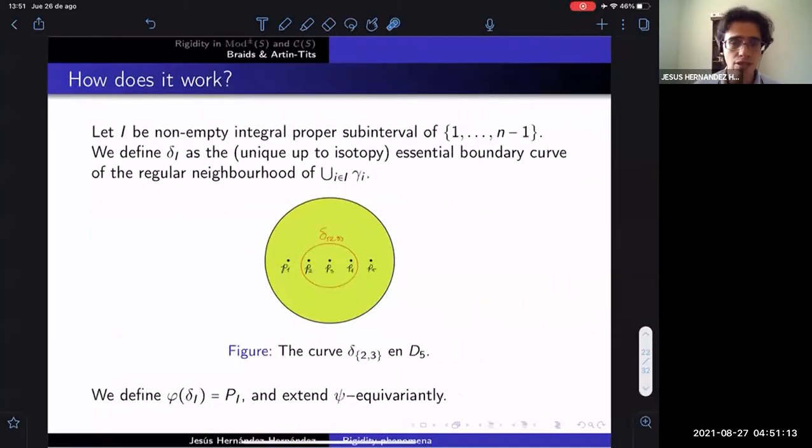And for the psi-equivariant isomorphism between the curve graph and the parabolic subgroup graph, well, you take an interval, then you define this curve as just saying, okay, take all the curves that correspond to the interval, and then just take the essential boundary, the unique essential boundary. It turns out that you can define this, and non-trivial, the result is that this can be extended psi-equivariantly, and you are going to obtain an isomorphism. Like I said, I'm just saying this is too easy, but it's actually very non-trivial.